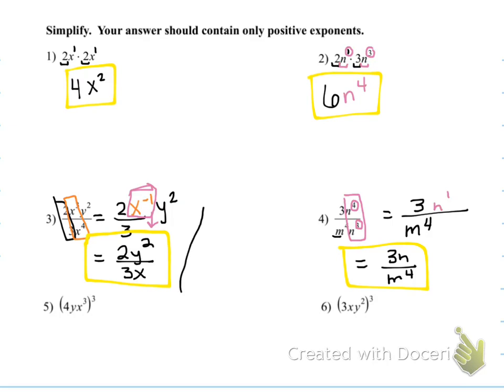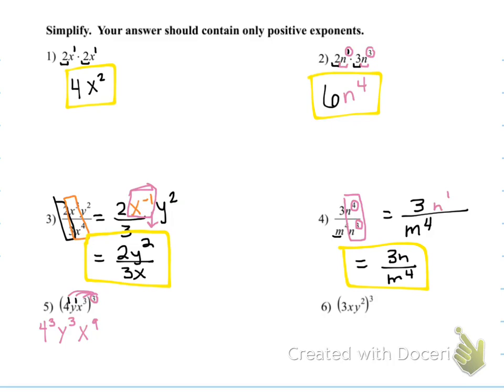All right, last one. Whoops, made a big line there. Here we go. Last one here is power to power. So remember, with power to power, you got to make sure everything has an exponent first. So I have 4 to the first power, y to the first power, and x to the third. So once everything has an exponent, take the exponent on the outside and multiply the little numbers. So I'd have 4 to the third, y to the third, and x to the 9th.